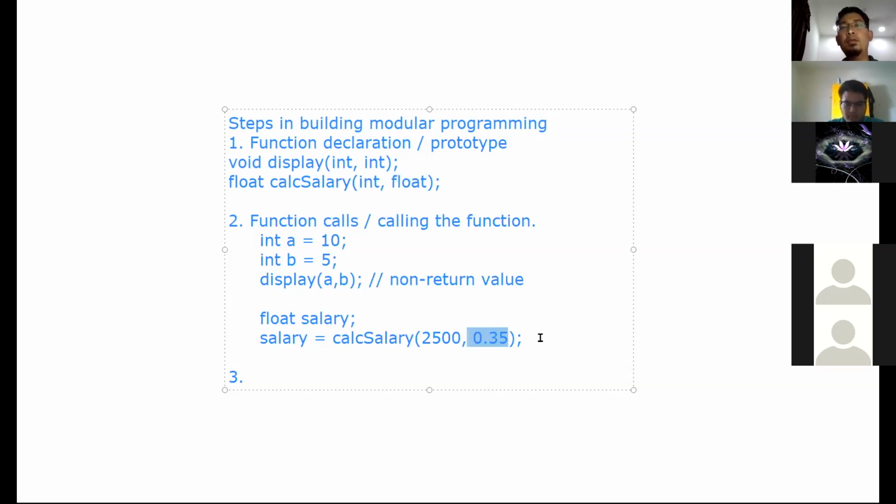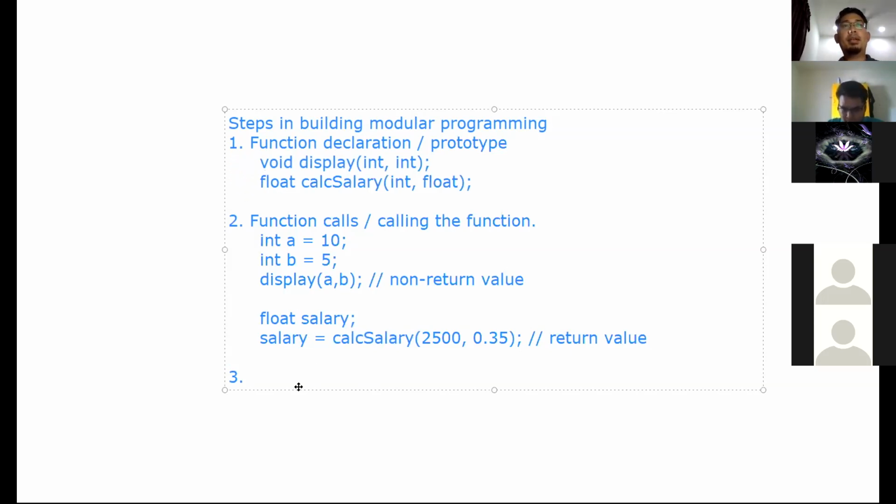And don't forget, because calculate salary here is a return value function, inside the calculate salary there is a calculation that will be returning a value back to the calling function. Back to this calling function, and it will be stored in this variable salary. All right, that is the second step. What about the last one? The last one is, who knows?